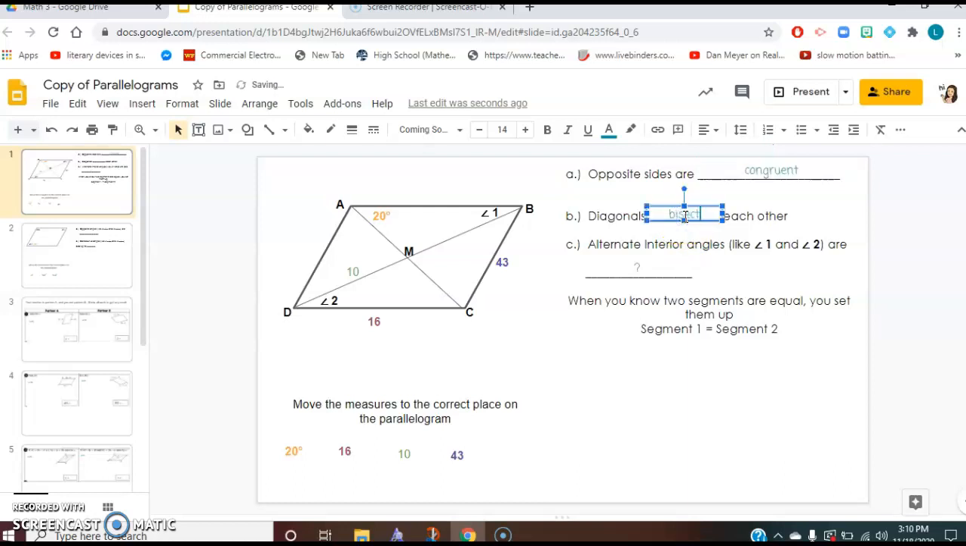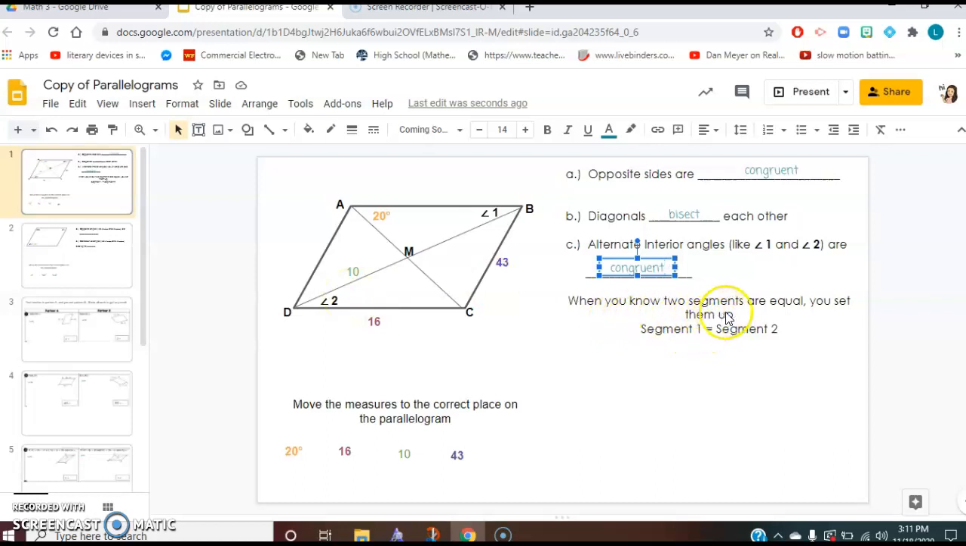Diagonals bisect each other, which means they cut themselves in half. Basically, each diagonal cuts the other one in half. When angles are alternate interior angles, like angle 1 and 2, they are congruent. I can always identify alternate interior angles by a Z shape or an N shape. The angles that are in the corners are congruent to each other.